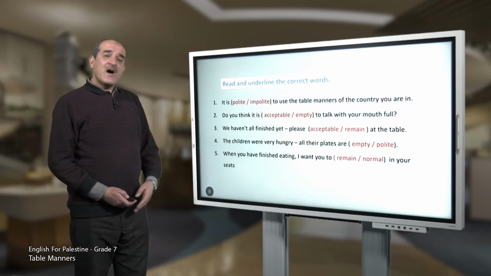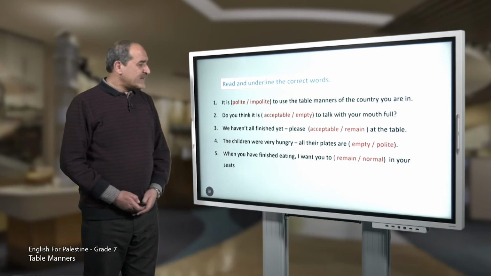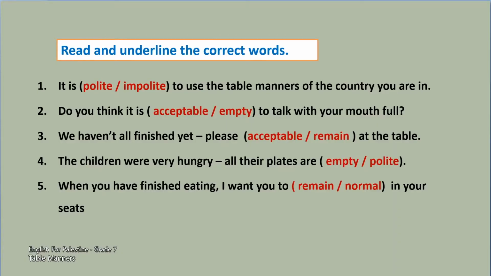Now we have 5 sentences and we want here to choose the correct word. So let's have a look. Number 1. It is polite or it is impolite to use the table manners of the country you are in? Good. The answer is it is polite to use the table manners of the country you are in. 2. Do you think it is acceptable or do you think it is empty to talk with your mouth full? Good. The answer, do you think it is acceptable to talk with your mouth full?